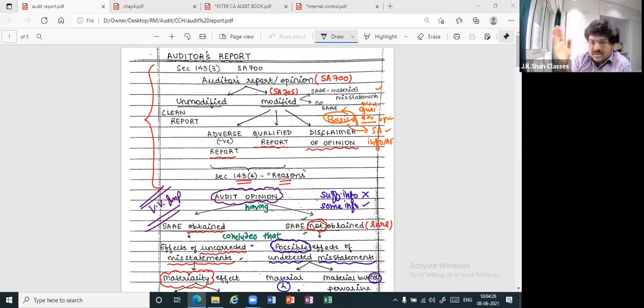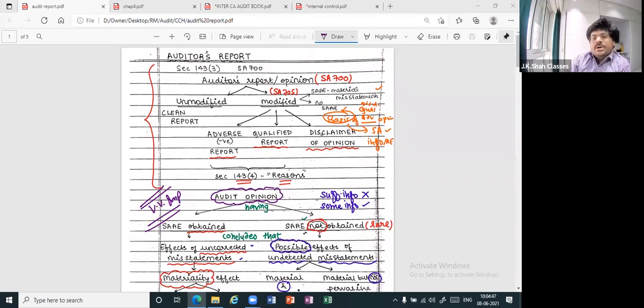Now when you talk about auditor's report, it is of 2 types. One is unmodified, other is modified. Unmodified is a clean report. Modified, which is covered by 705, has 3 types: adverse, which is negative, qualified report, and a disclaimer of opinion. When you give an adverse or a qualified report, you'll have to give the reasons why you gave such a report. It is required under section 143(4).